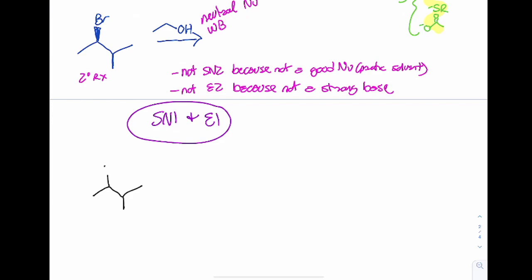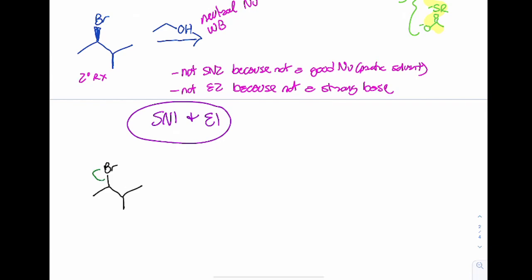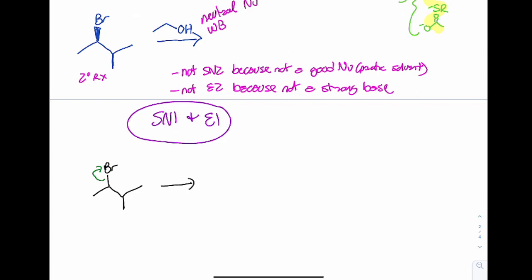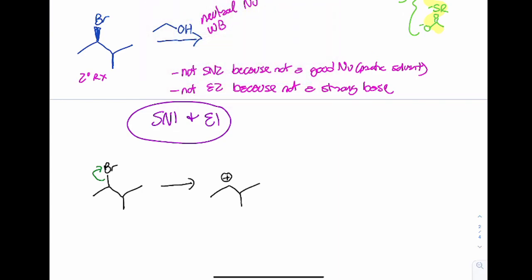My very first step in both of these is that my leaving group is going to leave. My rate determining step only involves the alkyl halide. And this is the same first step for both SN1 and E1. Remember, they have the same rate determining step, and this is why they compete with each other. So I do have a carbocation intermediate, and I am going to have rearrangements with this one. Right now it's secondary. Next door to it, if I could have my positive charge on that carbon, it would be tertiary and it would be more stable.